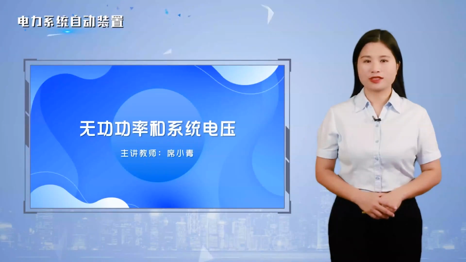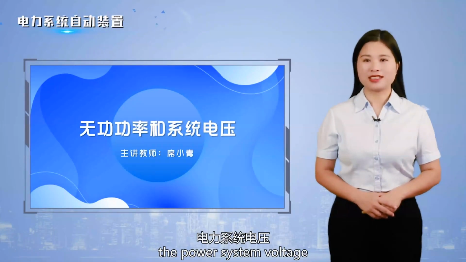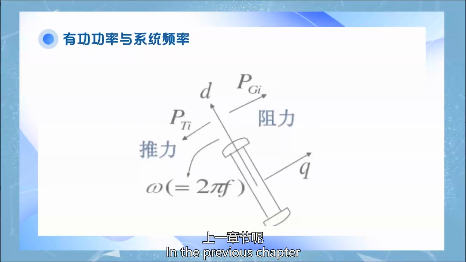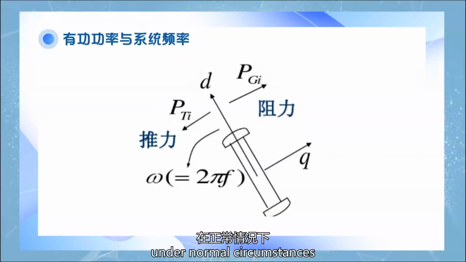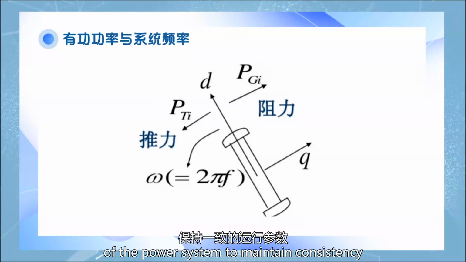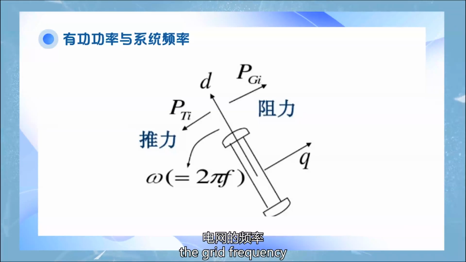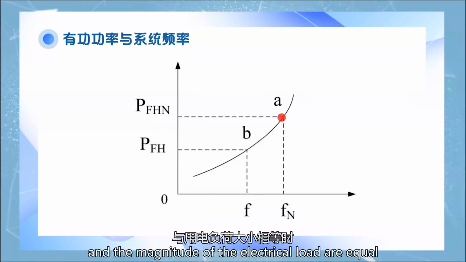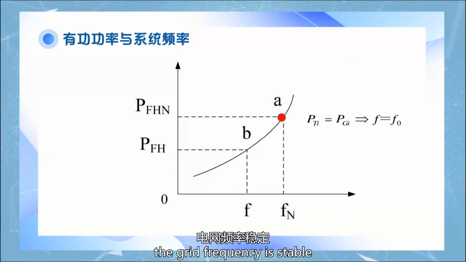Hello students. Today we start to study the power system voltage and reactive power integrated automatic control device. In the previous chapter, we learned that under normal circumstances, the system frequency is the operating parameter of the power system to maintain consistency. The grid frequency is determined by the generating power and the magnitude of the electrical load. When the generating power and the magnitude of the electrical load are equal, the grid frequency is stable.